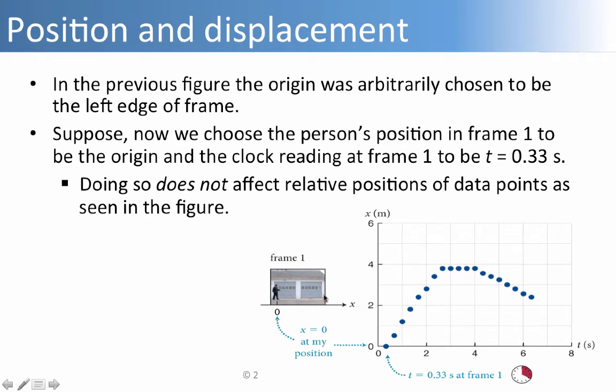In the figure analyzing the person's motion, the origin was chosen to be the left edge of the frame. However, we don't have to choose the origin to be that location. Instead, we could move it around. We could say that the person's position in frame 1 is at the origin, and that the clock time also changes. And what you notice is that the shape of these dots didn't change.